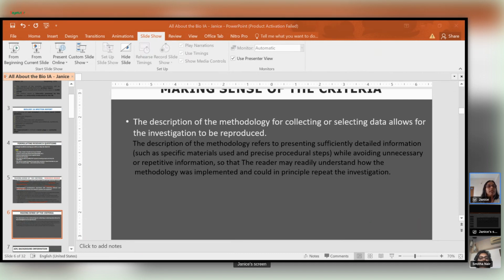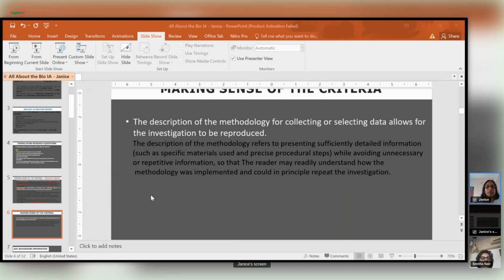So now this is the third aspect of the research criterion, which says description of the methodology. What do you mean by that? Description of the methodology means the procedure that you have done, how you are going to collect the data, how many trials you are going to do. So that is why it says presenting sufficiently detailed information while avoiding unnecessary repetitive information. That means how you are going to do it, what are the ways of doing it. That is the description of the method for collecting or selecting the data.